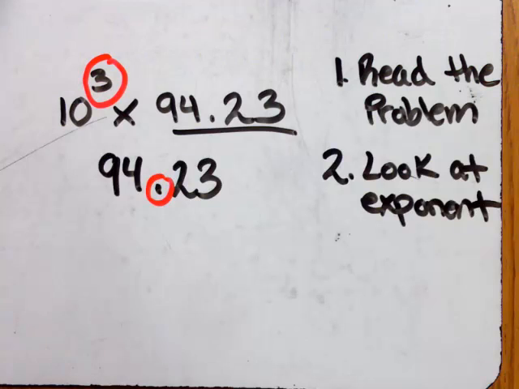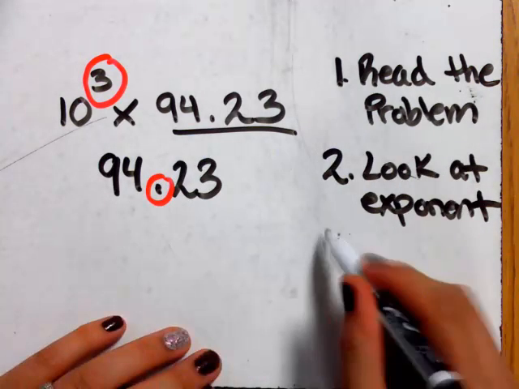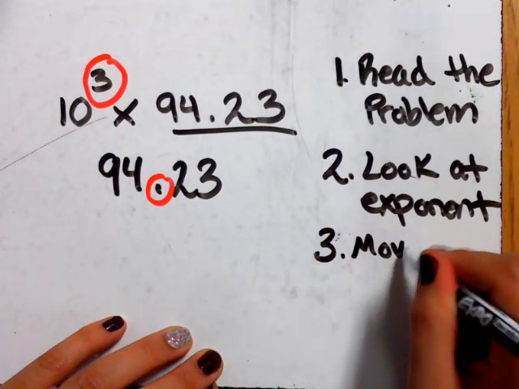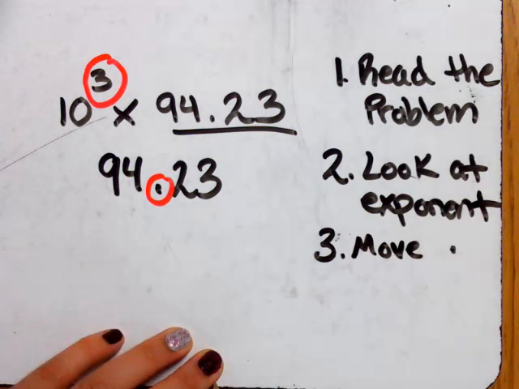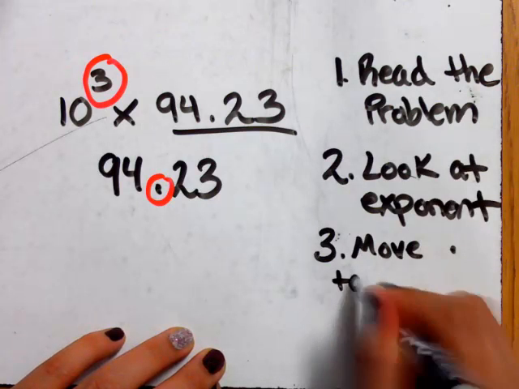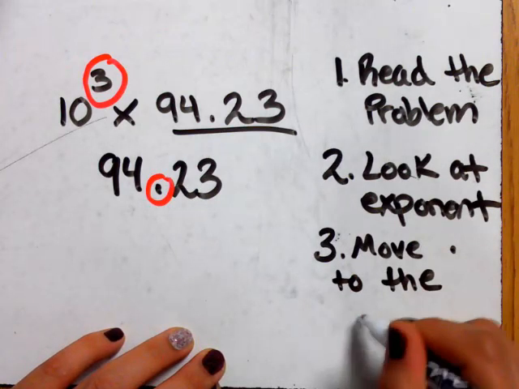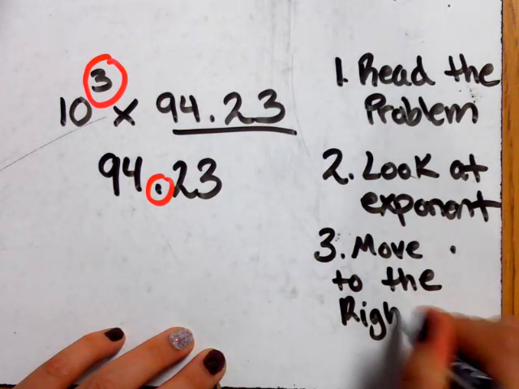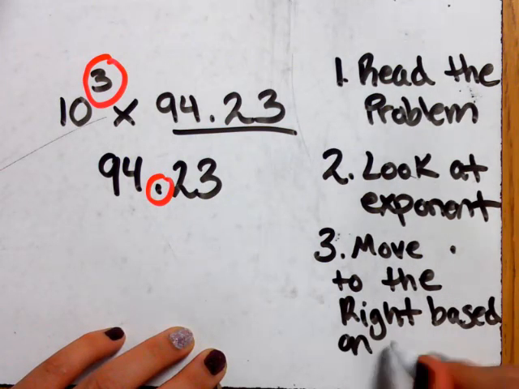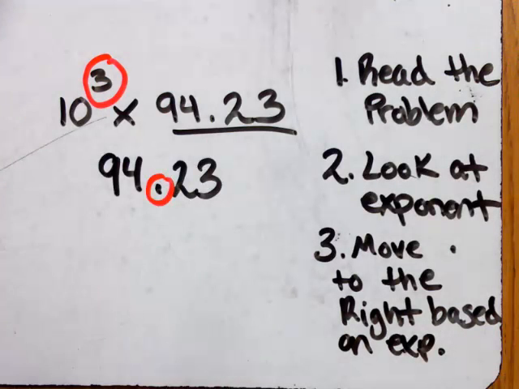And now this takes us to the last and most important step. You move the decimal, and I'm going to put dot, you move the decimal to the right based on the exponent. I'm going to shorten this. So now I'm going to use my other marker to indicate this.